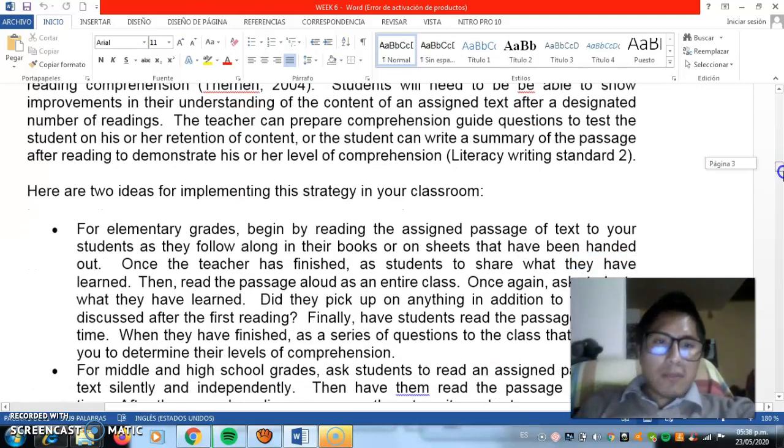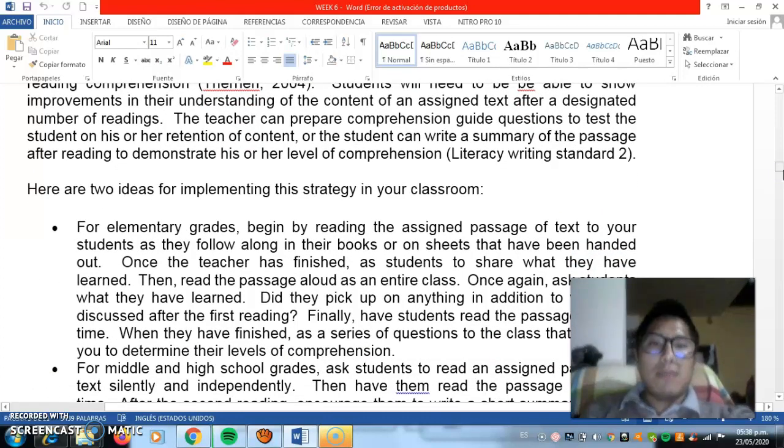Here there are 2 ideas for implementing this strategy in your classroom. For elementary grades, it says begin by reading the assigned passage of a text to your students as they follow along in their books or on sheets that they have been handed out.